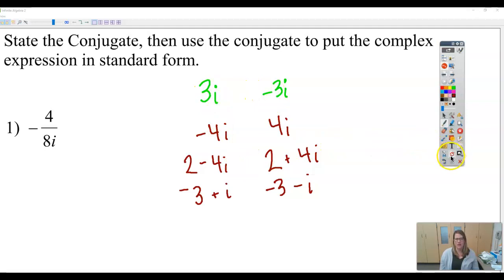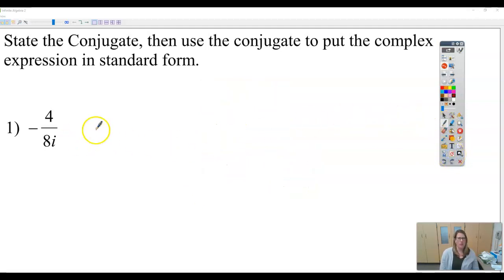So now let's go ahead and look at our example over here. We want to simplify this. We want it in standard form. In order to put this in standard form, we need to have i out of the denominator. We cannot have an i in the denominator and have this be in simplified standard form. So what we want to do here is take the conjugate of this number.